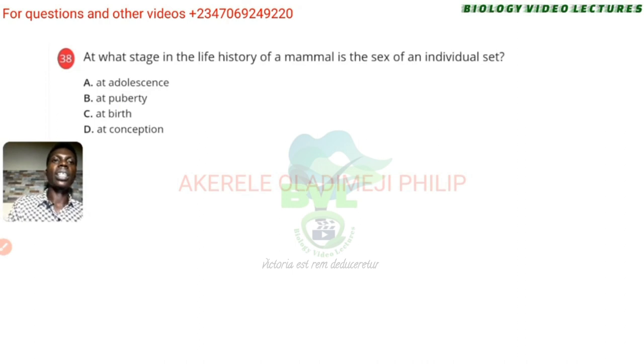Now, at what stage in the life history of a mammal is the sex of an organism determined? Of course, at conception.